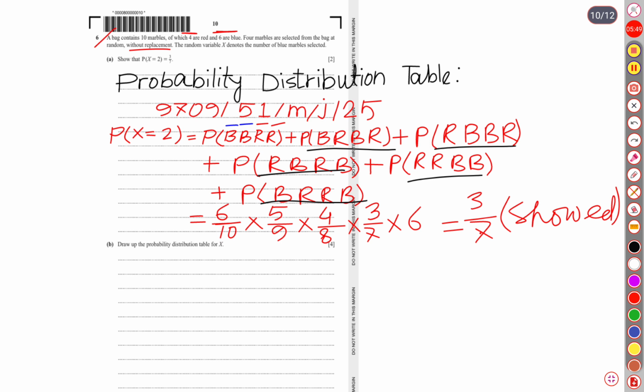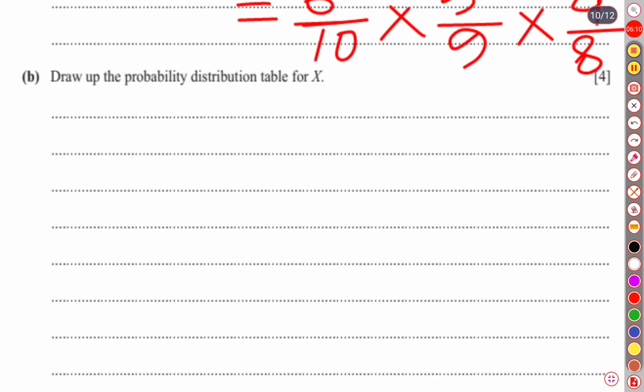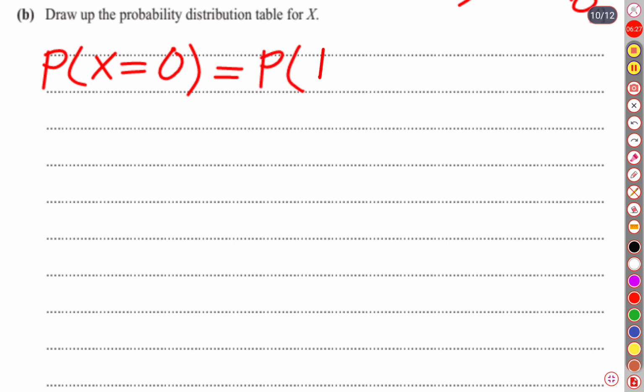Next is the probability distribution table. For the probability distribution table, out of 4 there may be no blue marbles picked, or only one blue marble, two blue marbles, three blue marbles, or four blue marbles. So let us write the possible cases first. Suppose there are no blue marbles at all. That means probability of X equal to 0 means no blue marbles, so all 4 are red. So all 4 are red means probability of red, red, red, as well as red.